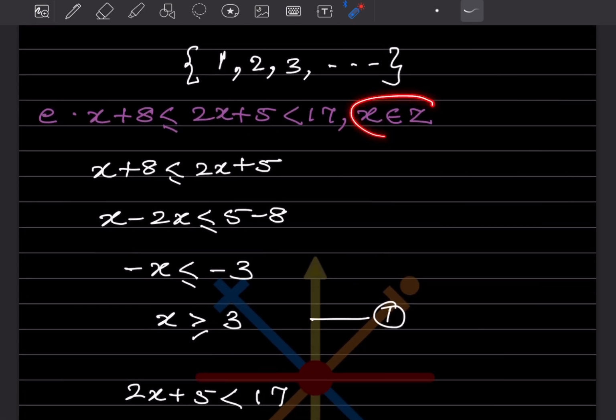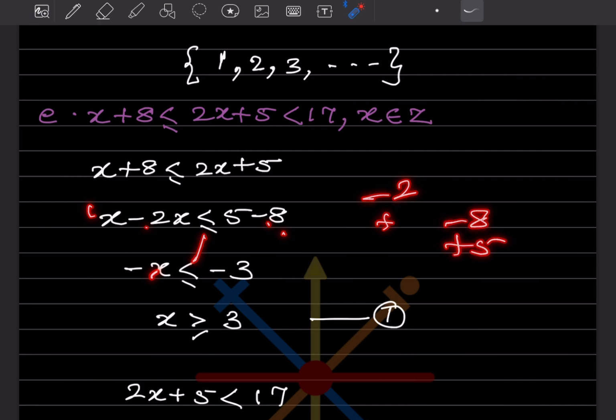Again here, these are the set of integers. Now in this one, first we'll take this first part and solve over here. So x as it is, this 2x will come on the other side, that is going to be minus 2x. This 8 will go on the other side, that is going to be minus 8. So minus 2x plus x, that is going to be minus x. This is the same. So minus 8 plus 5, which is going to be minus 3.